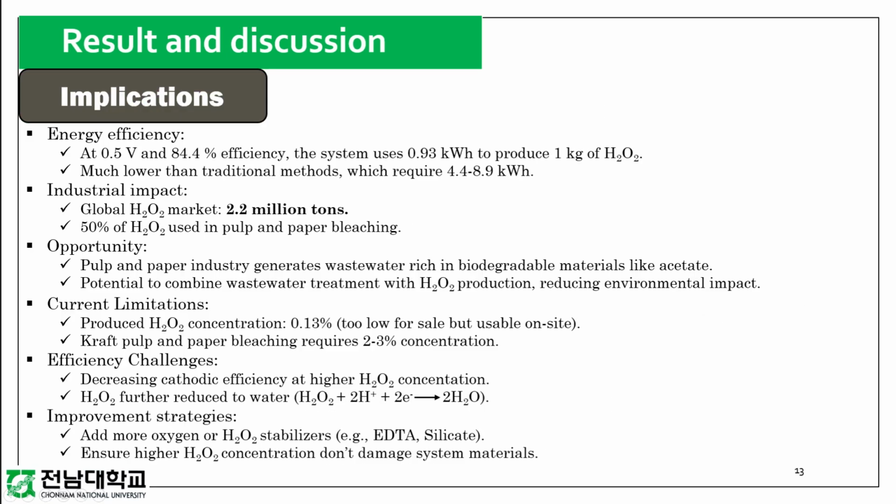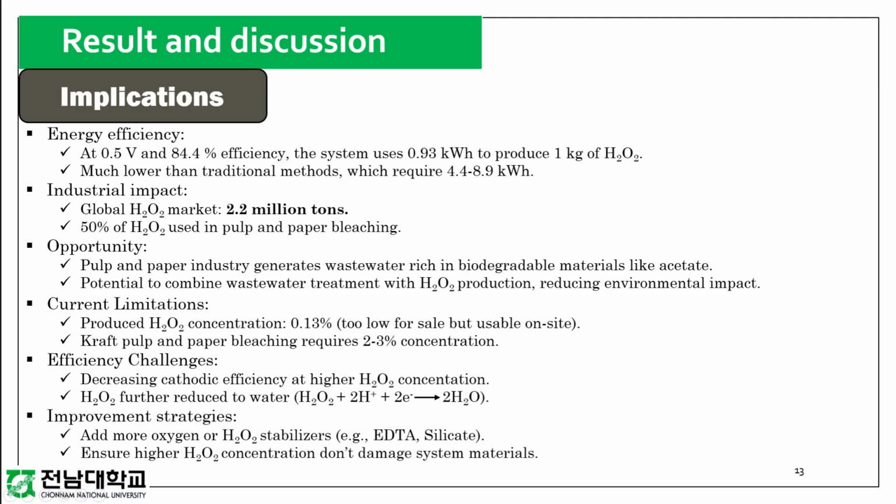At a voltage of 0.5 volt and an efficiency of 84.4%, our system utilized approximately 0.93 kilowatt-hours to produce 1 kilogram of hydrogen peroxide. This is significantly lower than the 4.4 to 8.9 kilowatt-hours required by traditional production methods. This innovative technology has the potential to make a substantial impact on various industries.